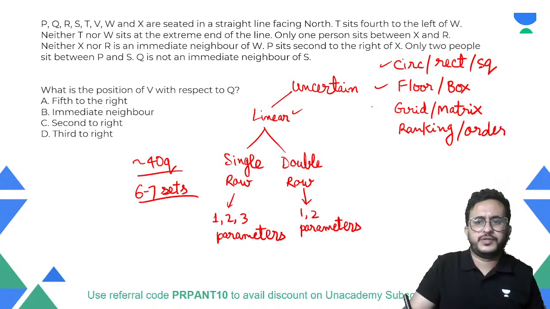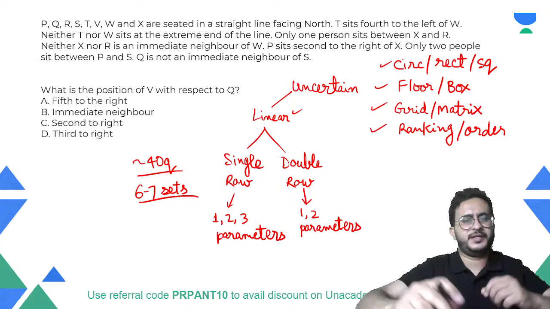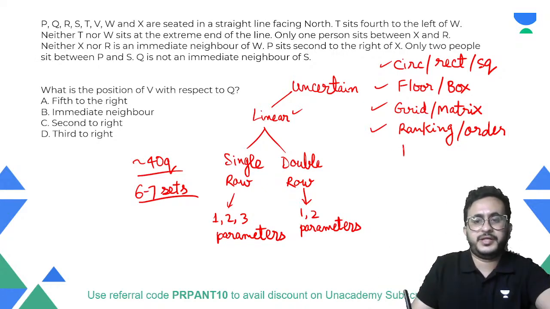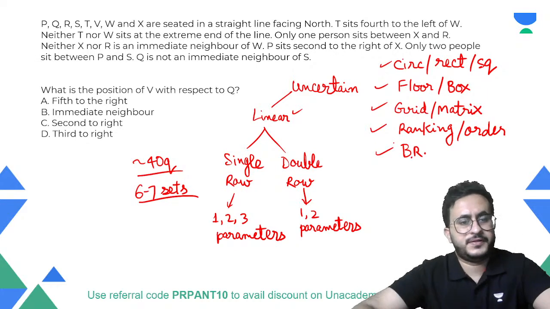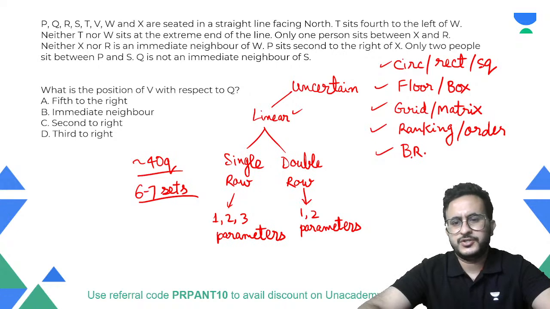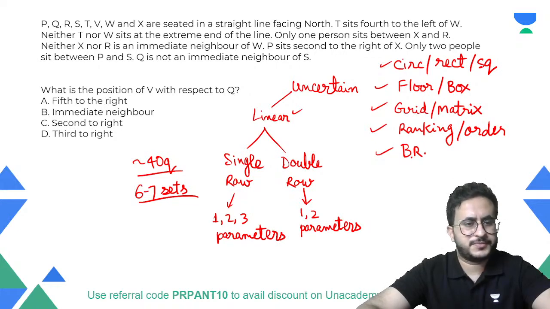Floor also you will get, grid based, ranking based, every kind of, or sometimes you might get blood relation based puzzles also. So different topics are present in the reasoning section. So make sure that you are aware of all these topics.